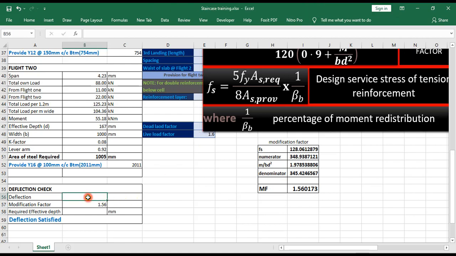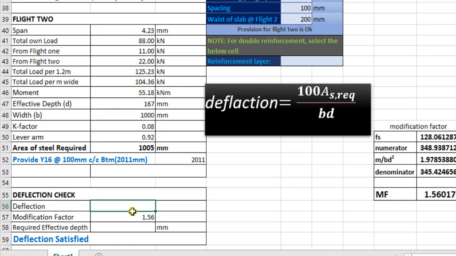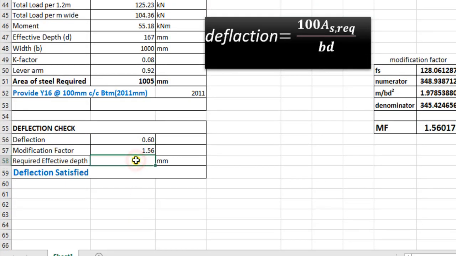The next thing we want is to check deflection. Now the formula to find deflection according to BS 8110 is 100 As required over bd. So we are going to enter this one directly. So this will be equals to deflection in slab or staircases. So we are going to have 100 times As required, this we are still using the critical, divided by bd. Our b is the width and d is the effective depth. Close the bracket and enter. So that is 0.16.